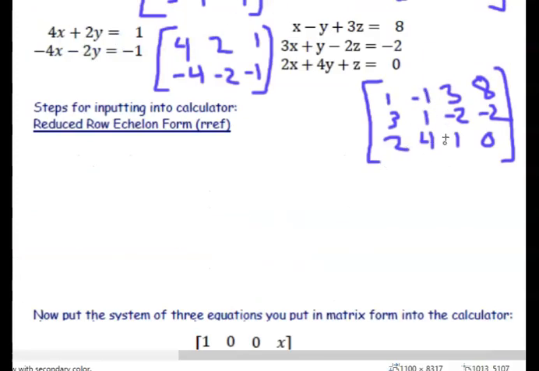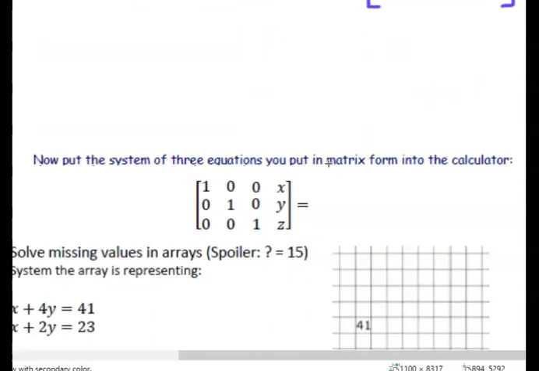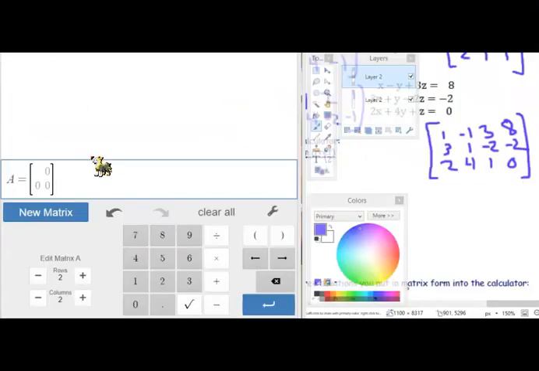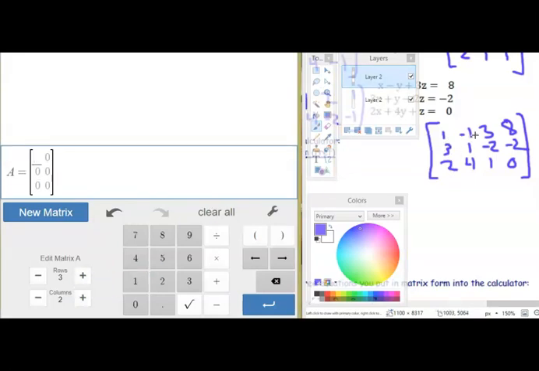So let's talk about putting this into the calculator. Let's go ahead and put this one into the Desmos calculator first. So we have our new matrix. Click new matrix, and then it has 3 equations, 3 rows, and then it has 4 different terms, x, y, z, and the constant. So it's 4 columns. And so then we would type in each element into the boxes.